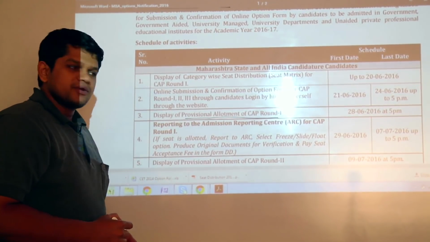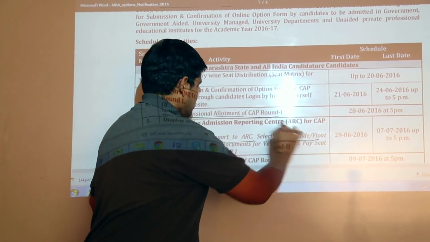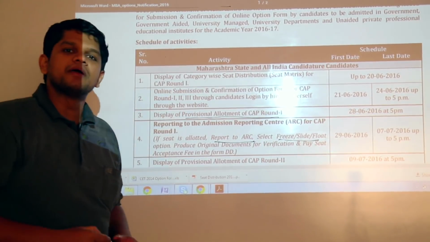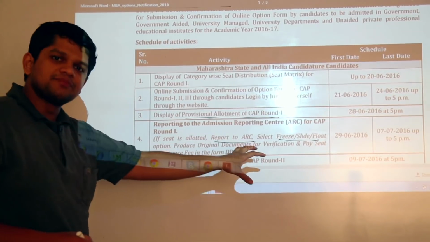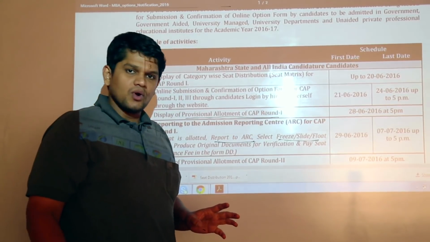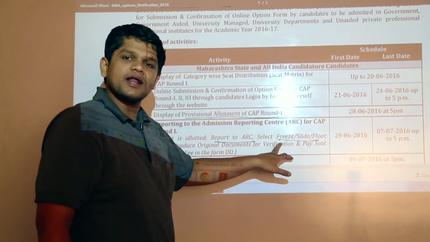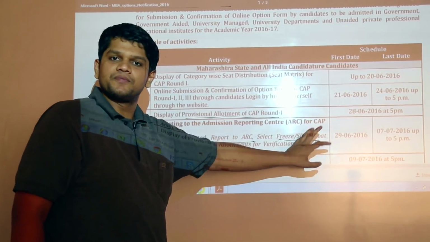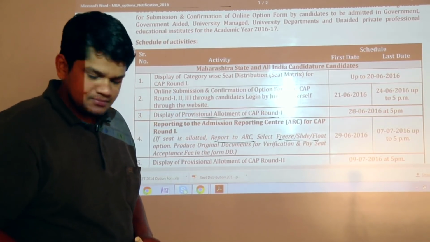If the seat is allotted, you need to report to the ARCs. You need to select freeze, slide, or float, and you also need to make a payment of 5,000 rupees for open category students, so that you have accepted the seat. If you don't do this, you will be out of the Cap Round procedure. So whatever college you get into, go to the ARCs. If you are happy, you select freeze. If you are not happy, you could select slide or float and pay the 5,000 rupees as an acceptance fee.